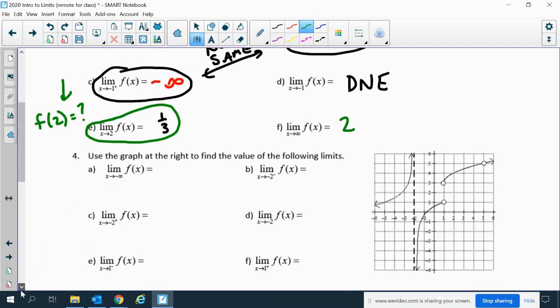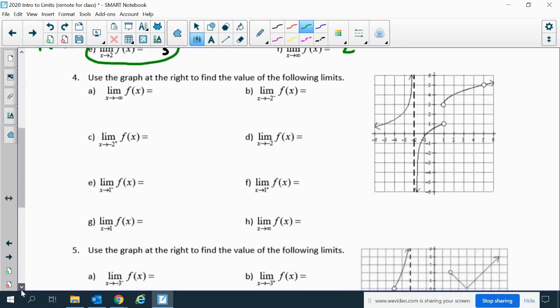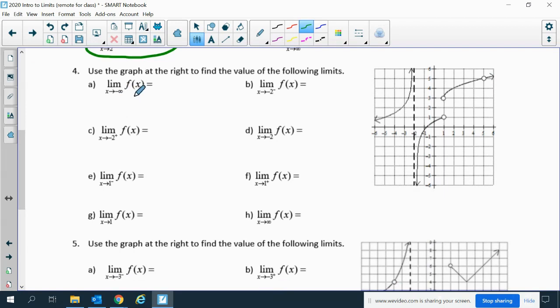So now we're going to use this graph to find the value of the following limits. Limit as x approaches -infinity. The limit as x approaches -infinity looks like, if I could plot the trajectory, it looks like it's going to 0. Looks like this might be a horizontal asymptote going to the left. Limit as x approaches -2 from the left. So if we're approaching -2 from the left, that means we have to come from the left side of the graph. That is positive infinity.